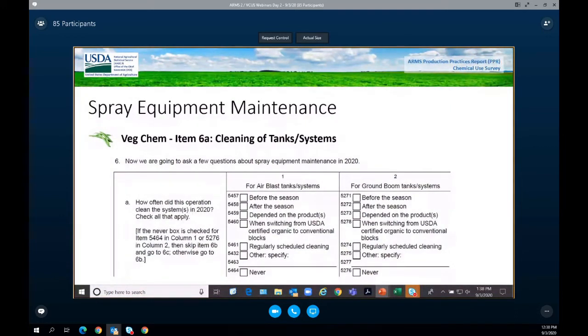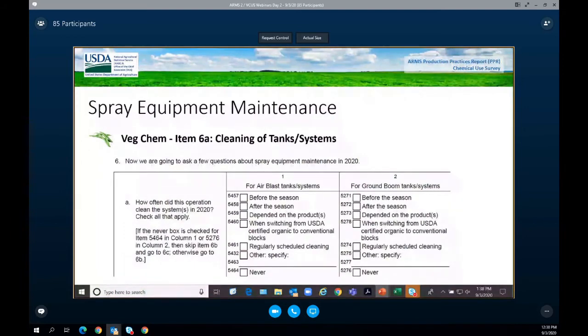So our first set is about cleaning. How often did the operation clean the system? This is just a question of general stewardship. It's very similar to calibration. How diligent are growers about cleaning out their systems to avoid cross-contamination? So we ask, do you clean before the season, after the season? Does it depend on what products you're using?